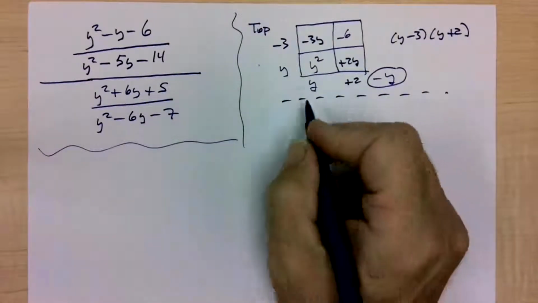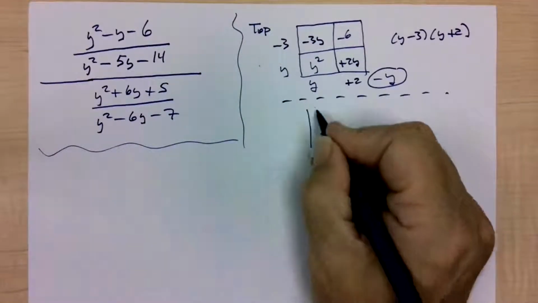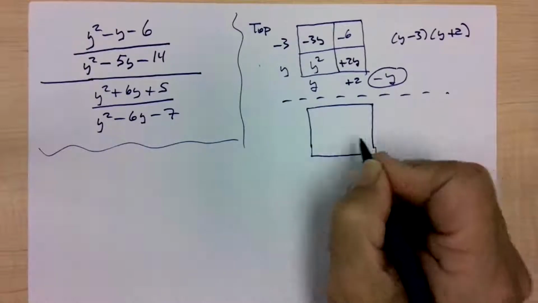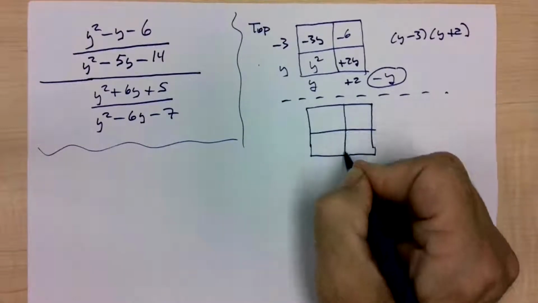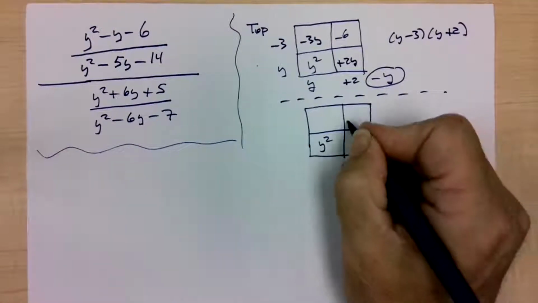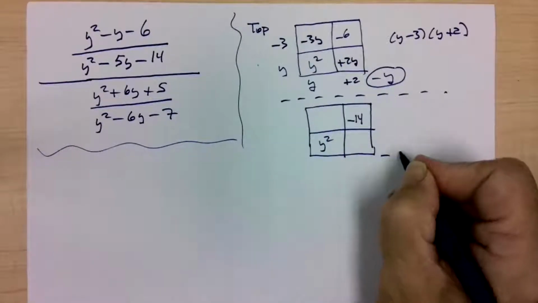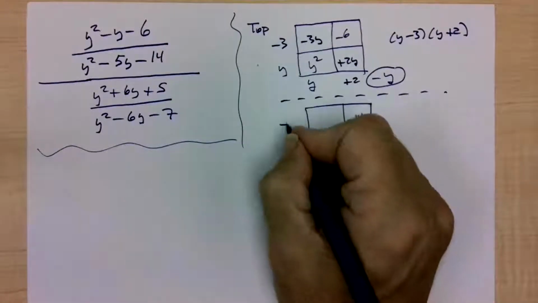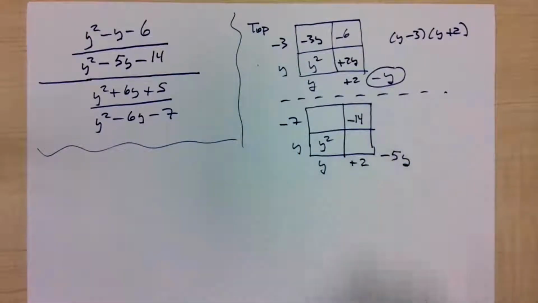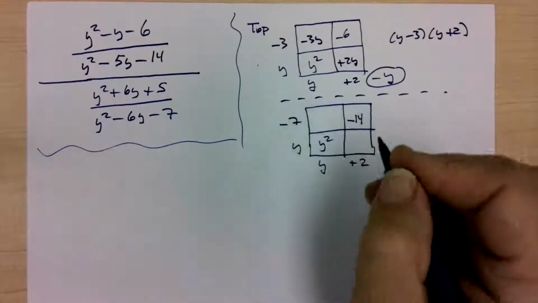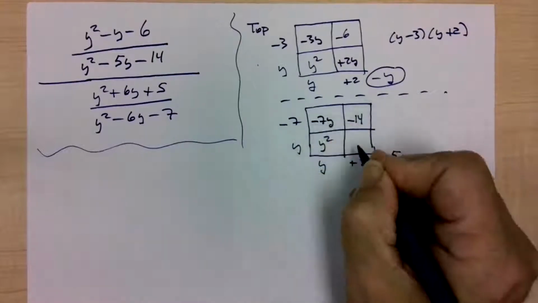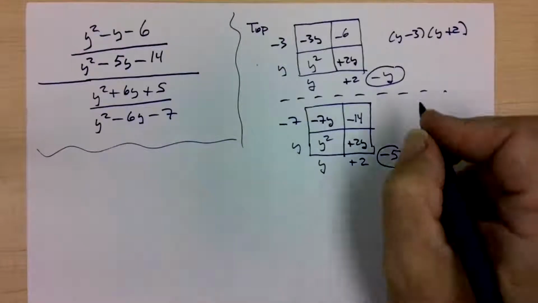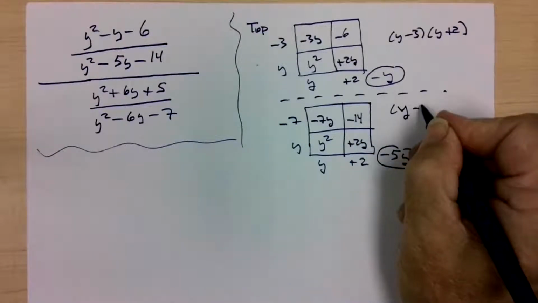And the next one is y squared minus 5y minus 14. Let's take a look at that. Y squared, minus 14, minus 5y. Y times y, how about minus 7 times plus 2? It'll give me minus 7y and plus 2y, which is minus 5y. That gives me y minus 7 times y plus 2.